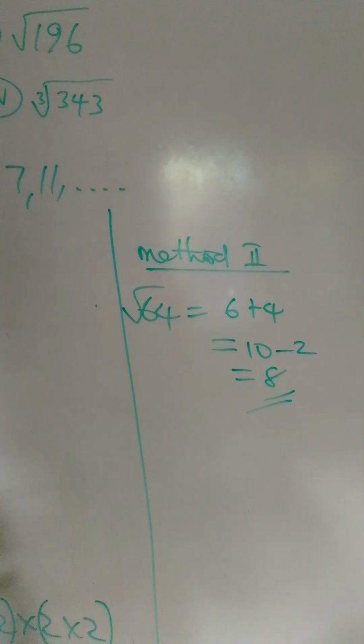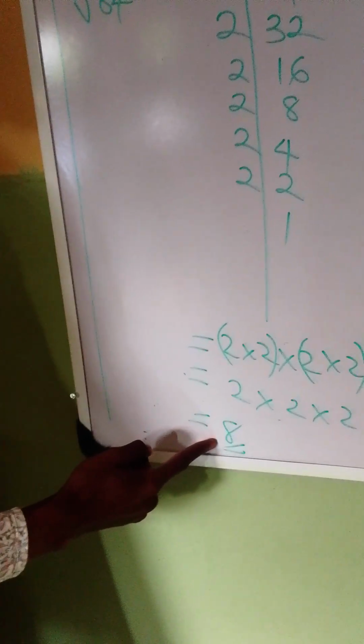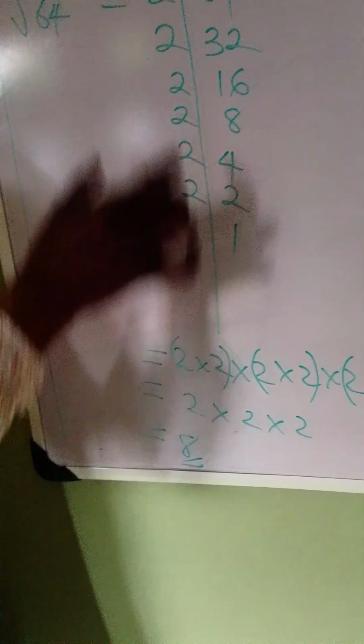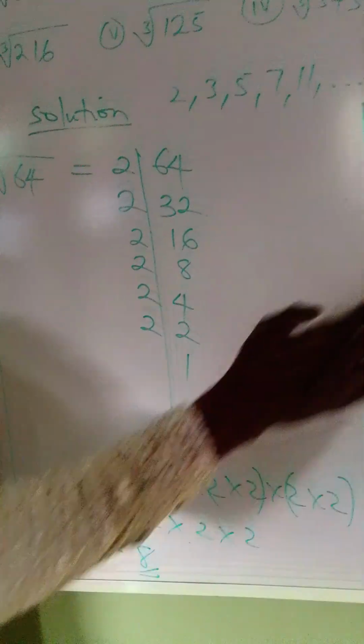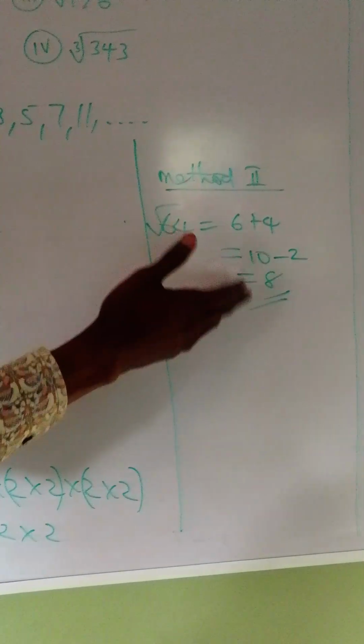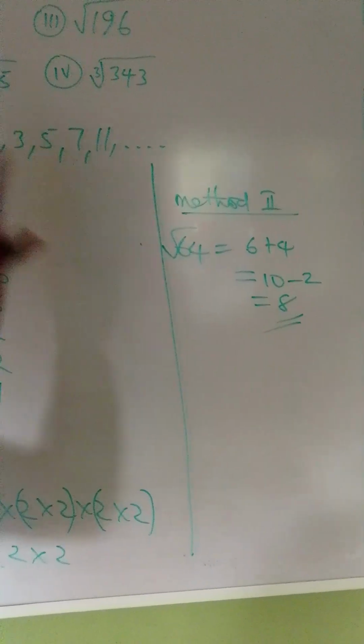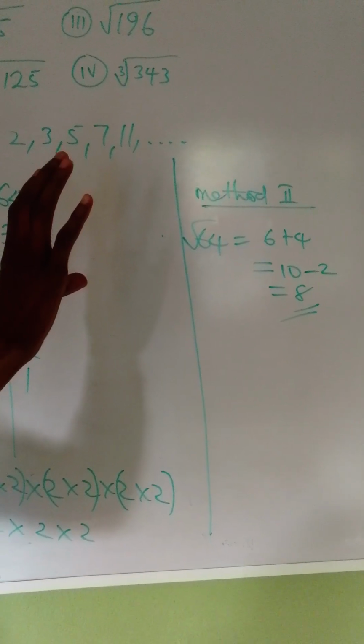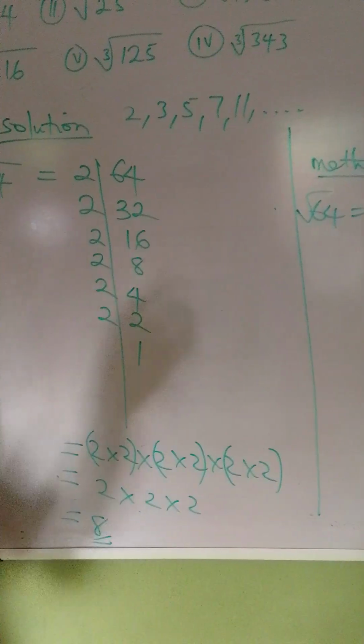8. You can see that's exactly what I got down here when I applied the prime factorization method. I got the same result. So I have the same answer. So this is the easiest way to find it. Alright? Don't forget that this is just a math trick.